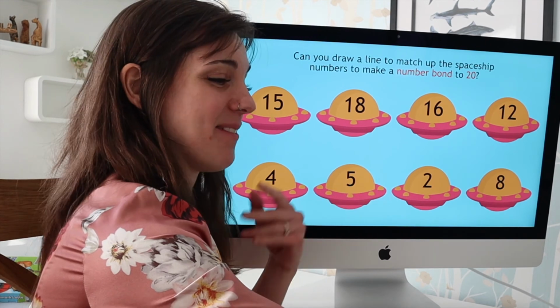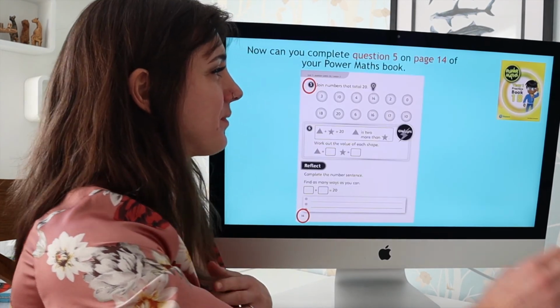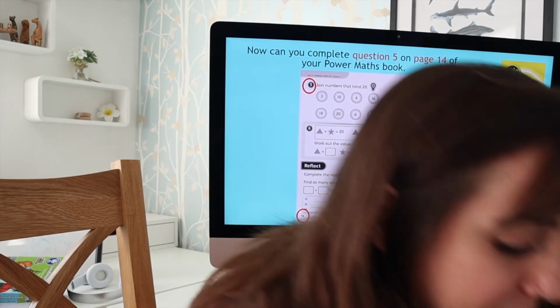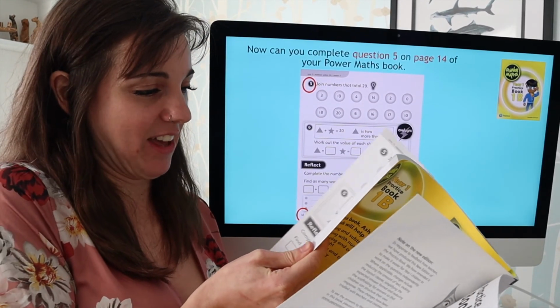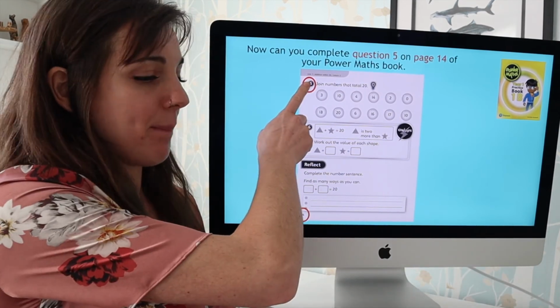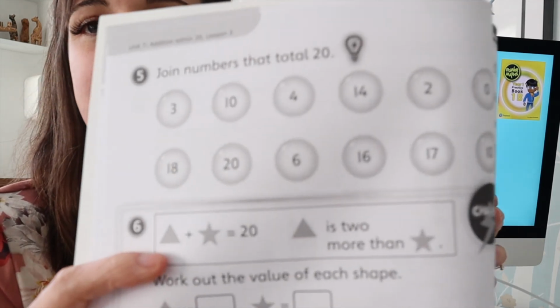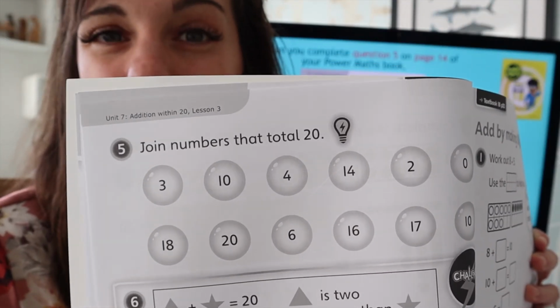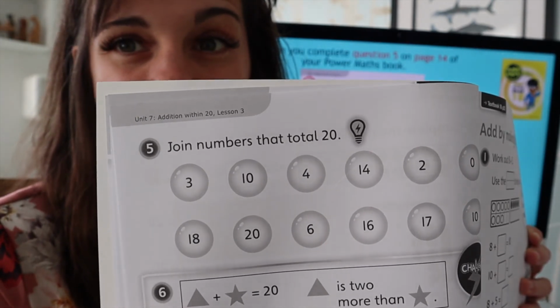Now that you've done that, and we've had a practice together, we've got some bubbles in your Power Maths books. And they look just like this. On page 14, question 5 looks like this. You need to draw some lines between your bubbles to make up the number 20.